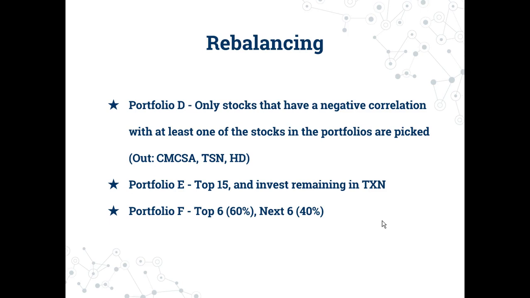For portfolio E, we invested in top 15 of the 18 companies, and of the remaining 3 companies in the portfolio that were previously in there, we sold off the remains and invested it in Texas Instruments. For portfolio F, I included the top 6 of the companies or stocks that performed with the highest return, weighting them with 60% of the portfolio, whereas the next 6 was weighted 40% of the portfolio.